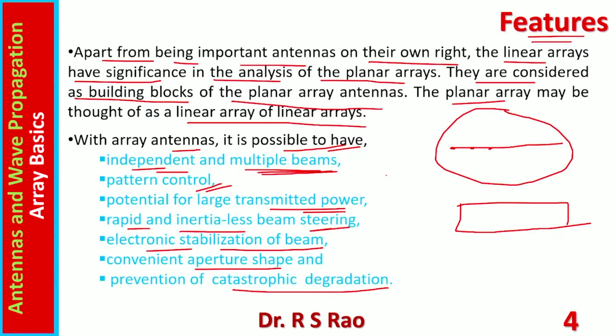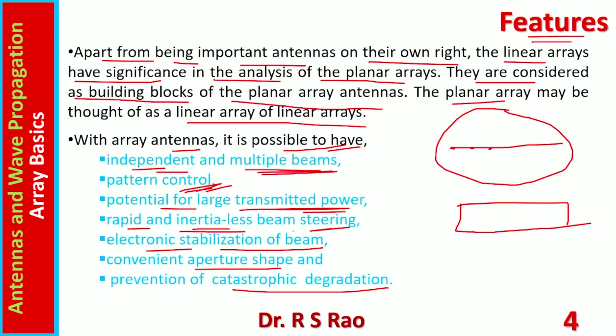Hence, an array antenna can work effectively as several independent antennas. Pattern control: it is possible to have less beam width, more beam width, and also possible to control locations of nulls and levels of side lobes. Such facilities are possible with array antennas. It is a great advantage. Potential for large transmitted power: more power can be radiated if the array antenna is working in transmitting mode. More radiated power means more link range, a lesser number of repeaters, an advantage.